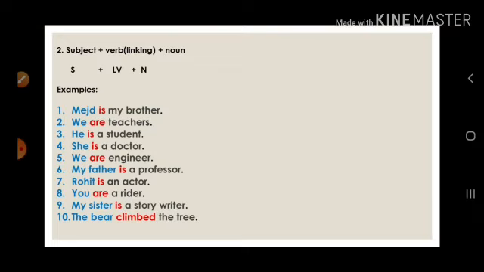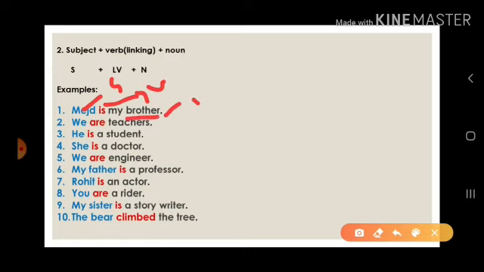The bear climbed the tree. Here we use subject plus linking verb plus noun. My brother, my sister. Teacher is also a noun. Student is also a noun. This blue one is subject as I told you, and this is a verb, and this color is a noun.